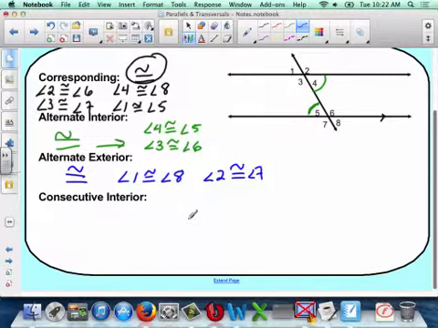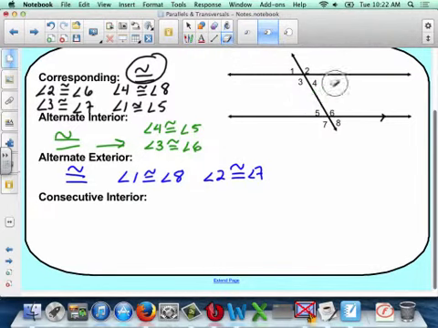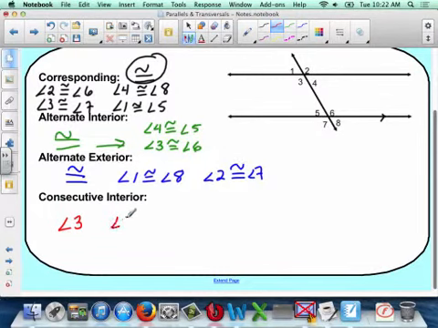Alright, now that next term, consecutive interior, is a different term than what you guys are used to, but you can think of that as same side. So same side interior. So 3 and 5. So angle 3 and angle 5. But guys, I want you to look at this. So here's 3. There's 5. Are their measures the same? No. You can tell that this one's coming in, it's closing up, this one's opening up. So this is an acute angle. This one's obtuse. Clearly not the same.